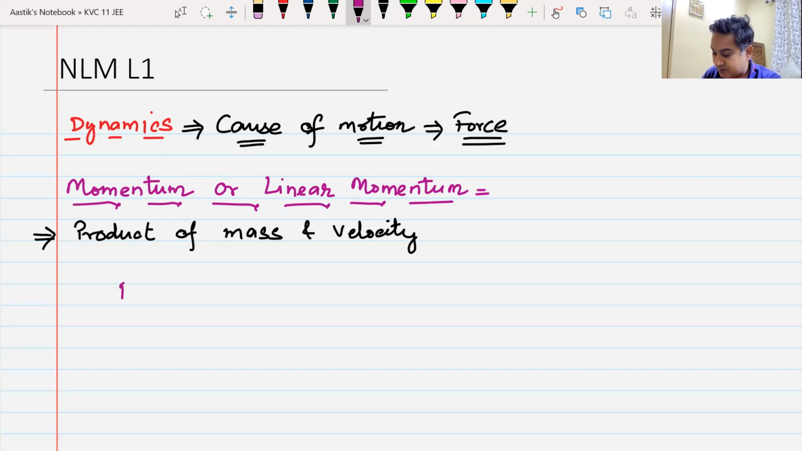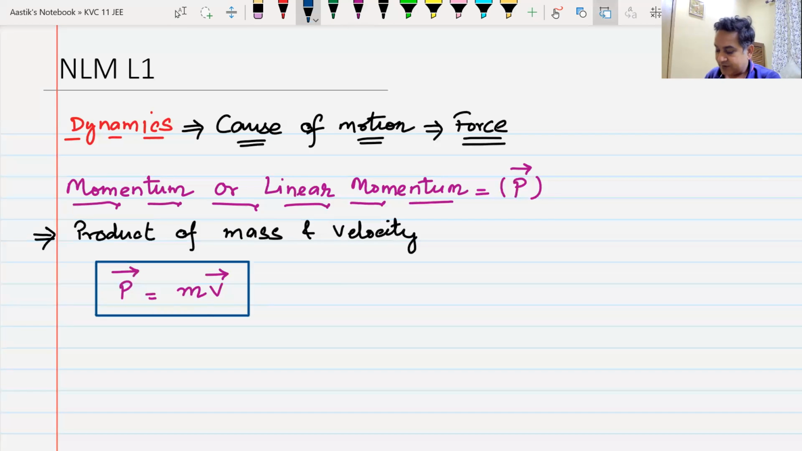So if I write momentum, it is normally written by the letter P, and it is a vector. So P vector becomes m times v vector. That becomes the definition of momentum. We will not go much into momentum in this chapter because we will be dealing with momentum in a different chapter known as the center of mass. There we will be dealing with momentum in a very detailed manner. Right now, momentum is just a product of mass with velocity.